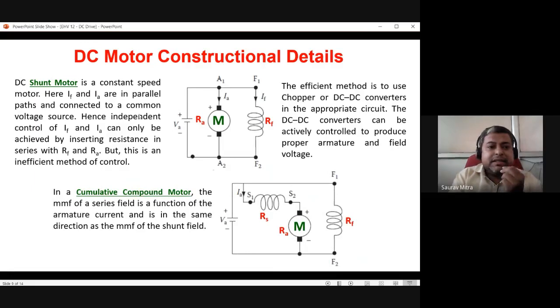Now this is a DC shunt motor, how it looks like. So DC shunt motor is mainly used for constant speed operation. So in industry, this is a very famous motor. Here you can see supply voltage is Va. This is the armature current, this is the field current, and this is the parallel. That's why they are called DC shunt motor, mainly used for constant speed application.